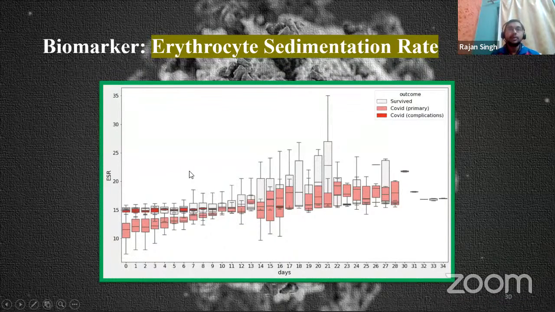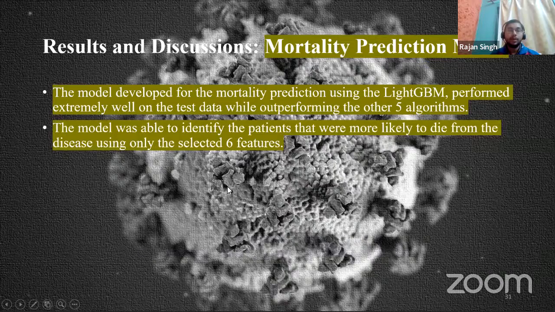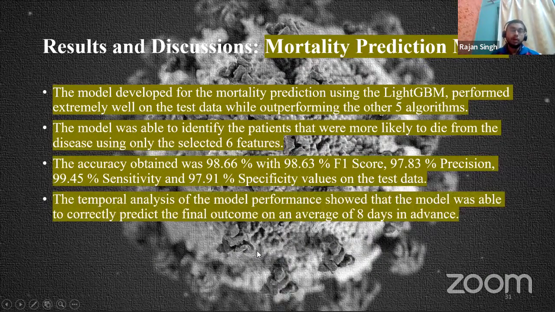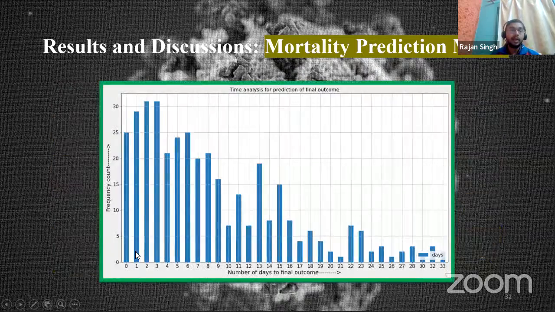So, results and discussion: LightGBM outperformed the 5 other algorithms, and using only 6 features, we were able to obtain an accuracy of 98.66. And here are all the other metrics. We also did the temporal analysis of the model, and it was able to predict for the survived patients 9 days in advance, and for the dead patients 6 days in advance. This is the graph for that, and we can see that there is a skewness. It may be due to the presence of more data samples nearer to their death.